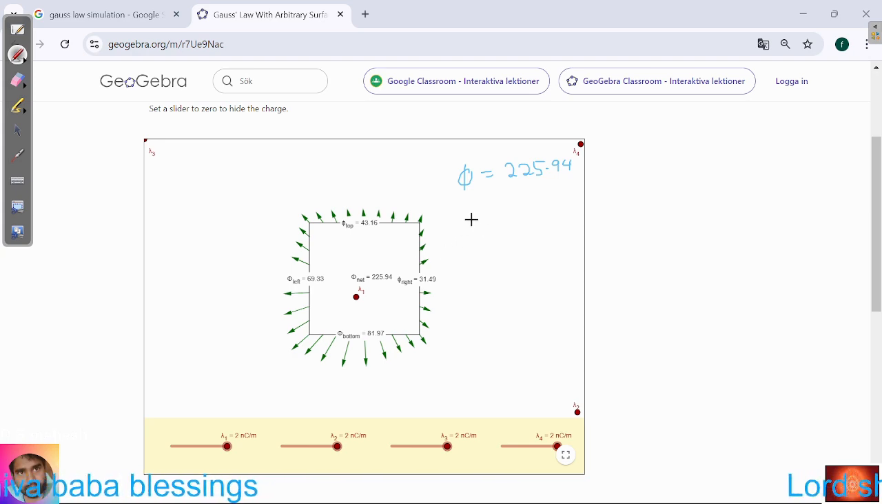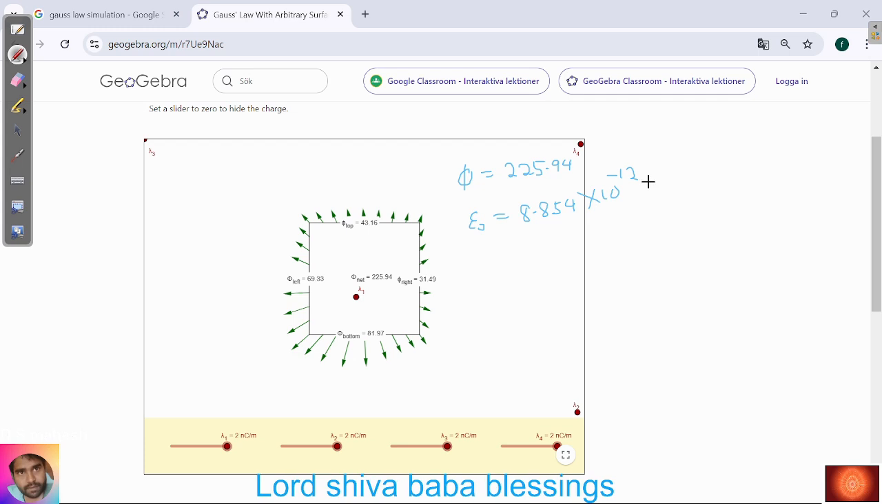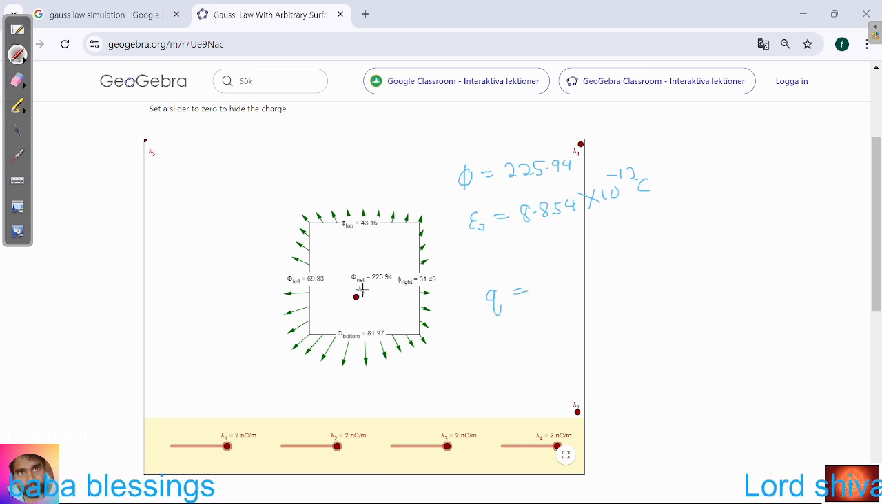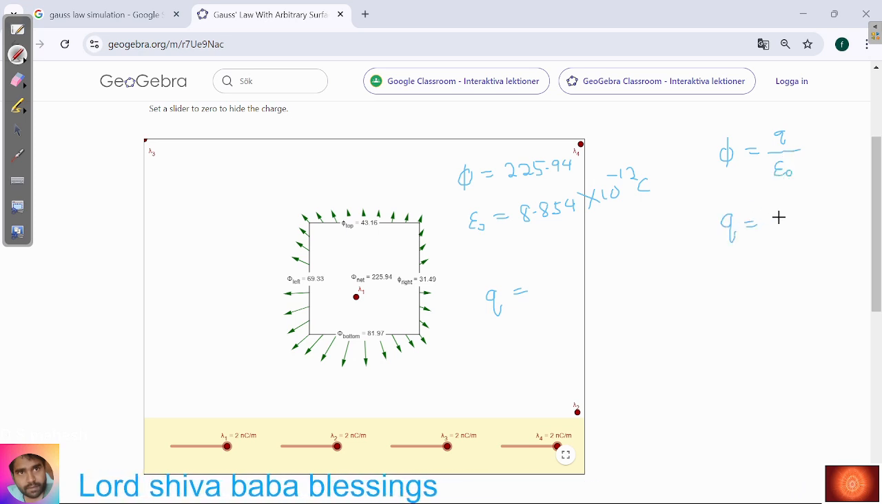Now you know the value of epsilon naught. So it is 8.854 into 10 to the power of minus 12. You need to find what is the amount of charge which is present within this Gaussian surface. So how do you calculate that? From Gauss law you know that phi is equal to q divided by epsilon naught. So q is equal to phi into epsilon naught. You can make use of this equation.